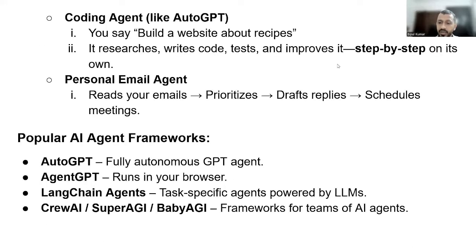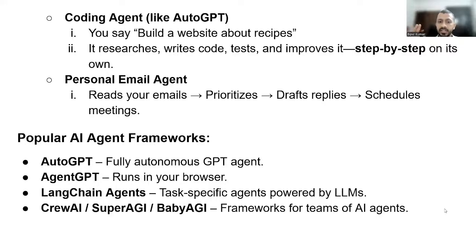Thereafter, coding agent, we can just create an AI agent which can help people with coding. You say something like, build a website for a recipe, and the AI agent will just write the code and create a simple website. Personal email agent, it will just read your email, set the priority of it, then draft a reply and then schedule a meeting, right? So suppose someone is asking to have a personalized meeting. It will automatically draft the reply and schedule a meeting with the clients. You just need to tell it when it can schedule, and you can tell that through the prompt.